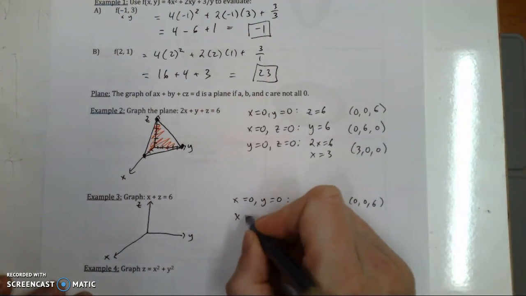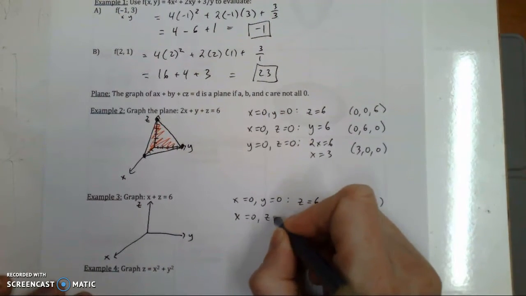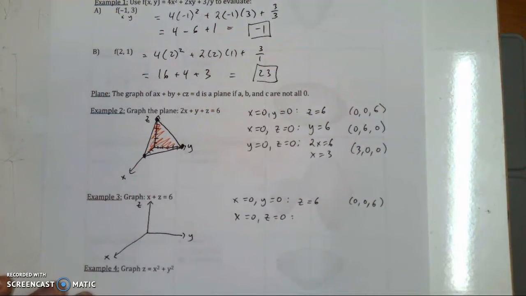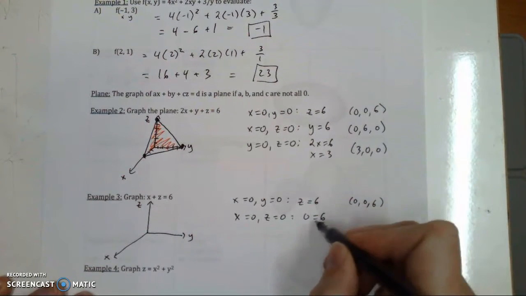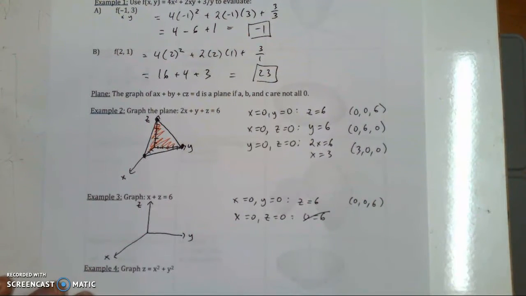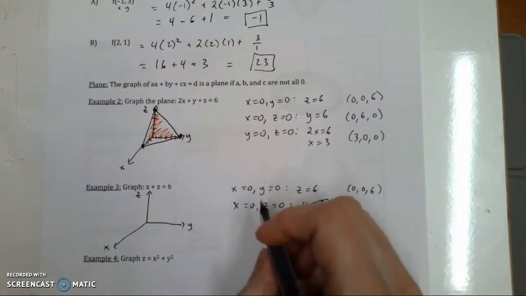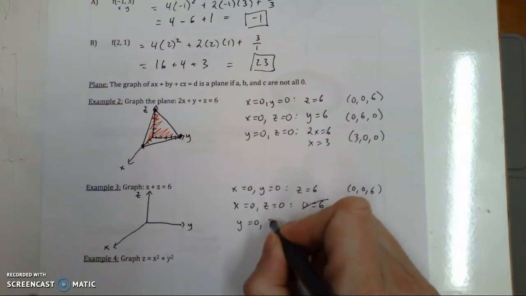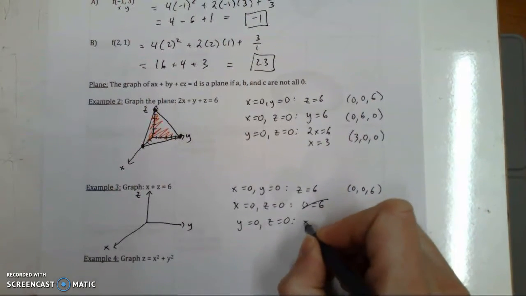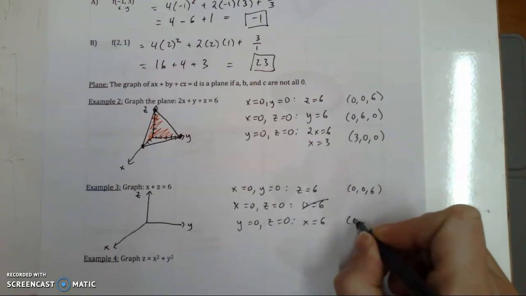Let's let x equal 0 and z equal 0, at which point I've got a bit of a problem. We're going to cross that out. We'll come back to get an additional third point later. Well, what if we have y is 0 and z is 0? Well, that's going to give me an actual value. That gives me x is 6.